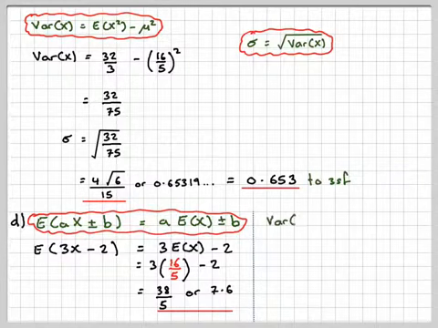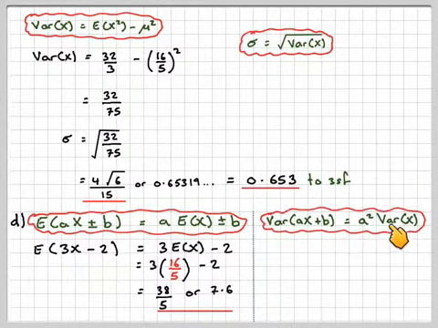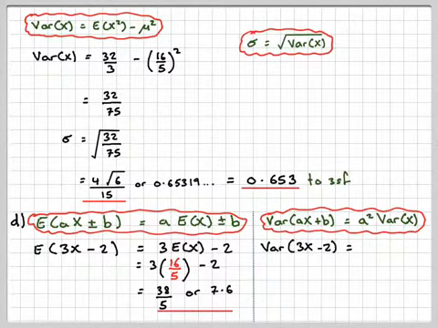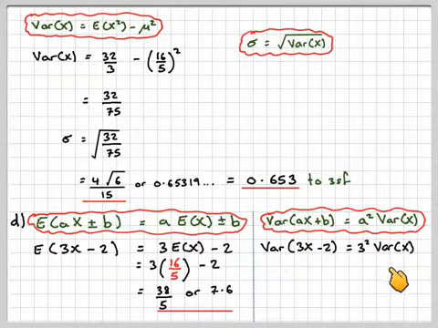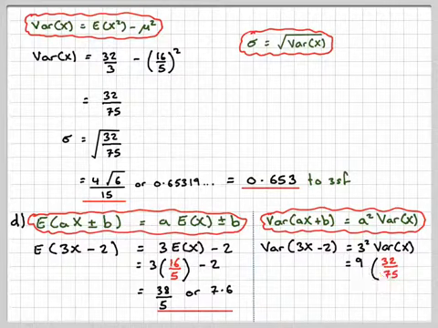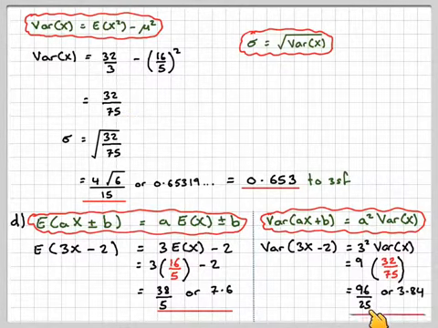For the variance of ax plus b, that's just equal to a squared times the variance of x. So the variance of 3x minus 2 is just going to be 3 squared times the variance of x, which is 9 times the variance of x. The variance of x was 32 over 75, which gives me 96 over 25, or 3.84.